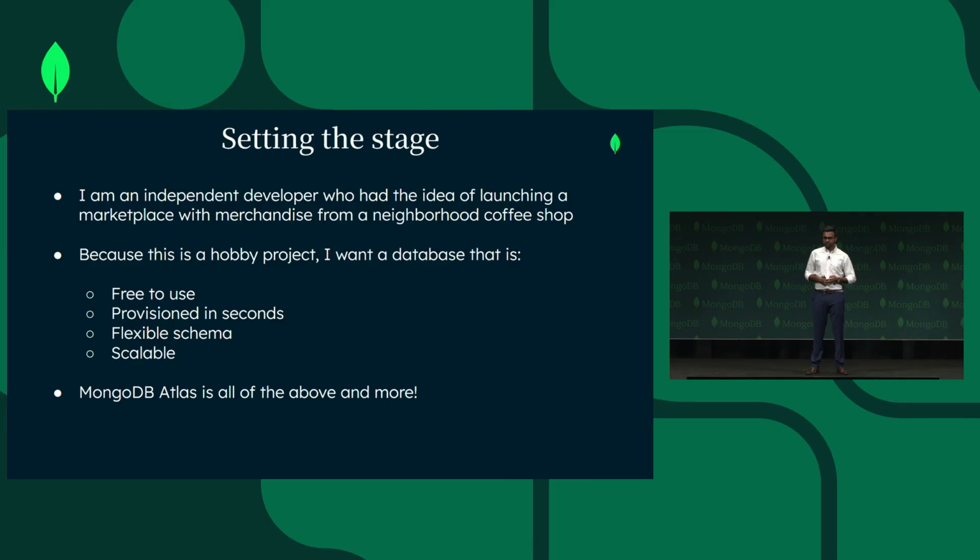Number 3, I want a flexible schema, and that's because I might know what the schema looks like today, but if my application grows, I want to be able to change the data schema quickly and efficiently. And number 4, I want the database to be scalable, so that if my application grows, my database grows with it. As you'll see in the next few slides, MongoDB Atlas is all of the above and much more.